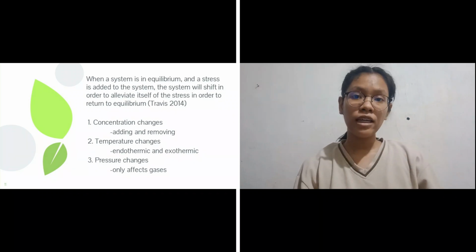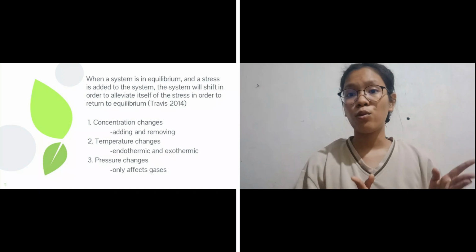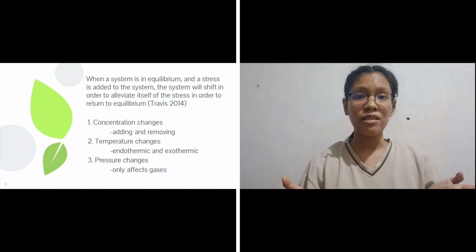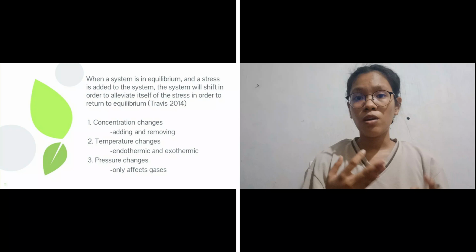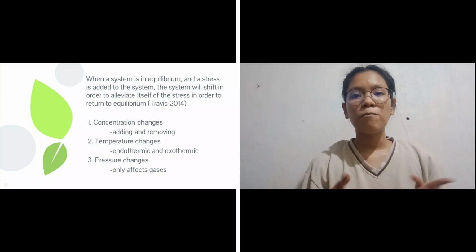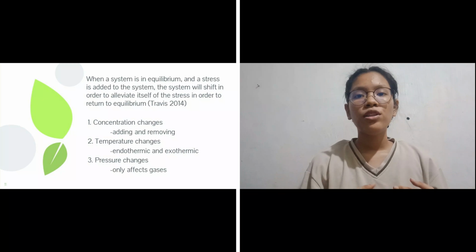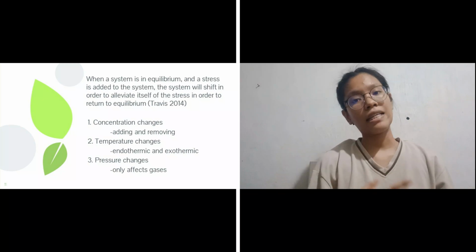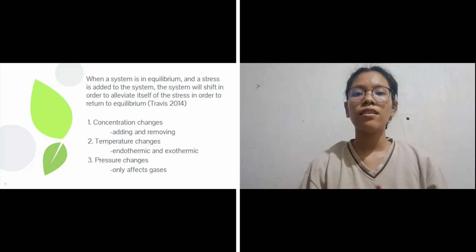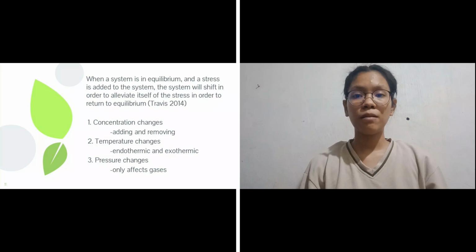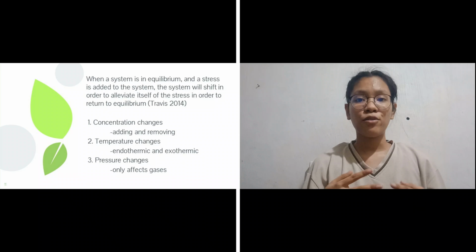When concentration changes, it may lead to adding or removing of particles or substances. And when temperature changes, it may create a process called endothermic and exothermic. When the pressure changes, it only affects the gases. Now, the carbon cycle plays a key role in regulating the global temperature and climate of Earth.